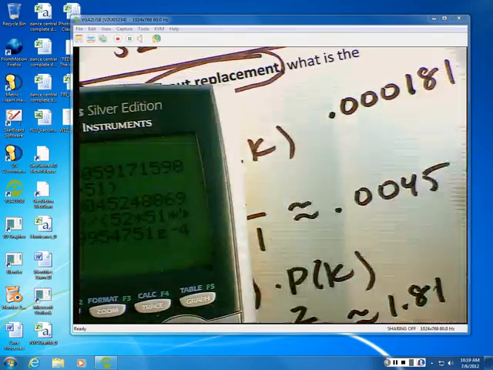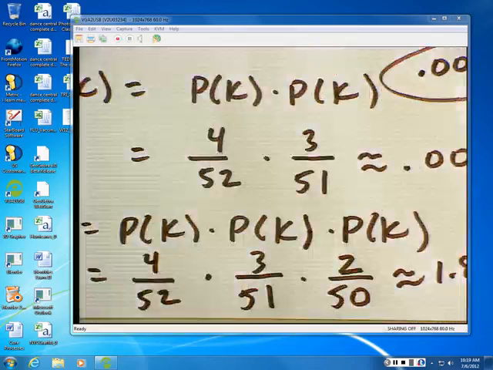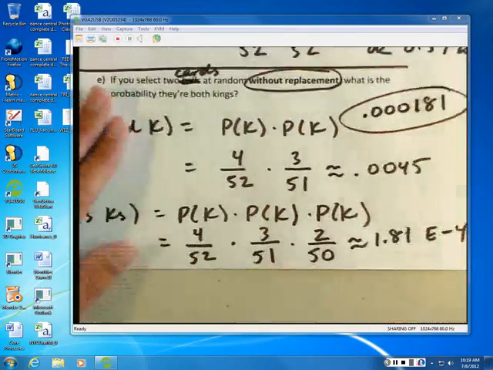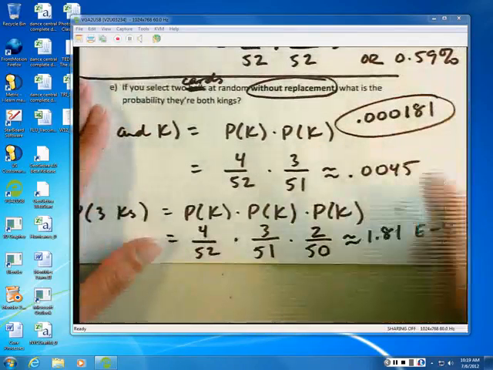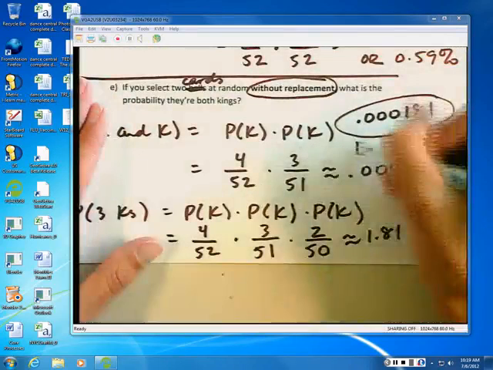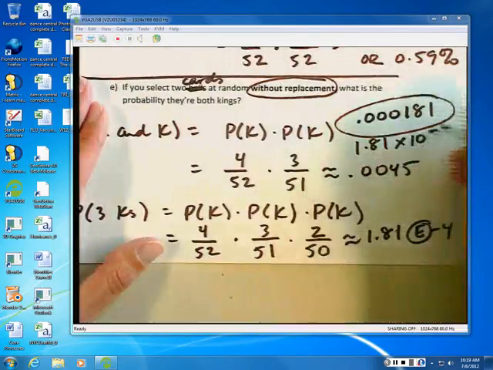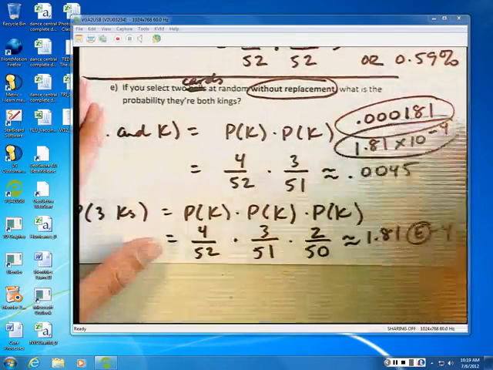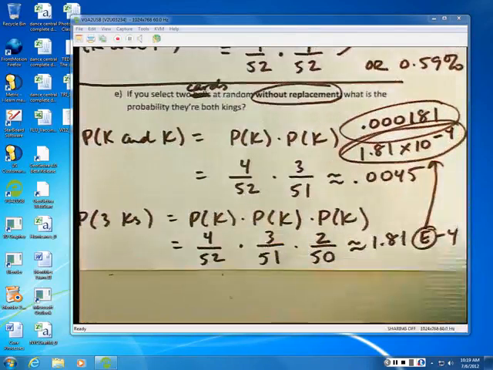You don't need to convert it this way. All you need to do is to change their E notation into scientific notation. So all I'd want you to do, you don't need to worry about getting it into a decimal form or a percentage even. You can just write this as 1.81 times 10 to the negative 4. That would be your answer. So change that E into times 10 to the negative 4. That answer won't work. Okay, so that is probability.